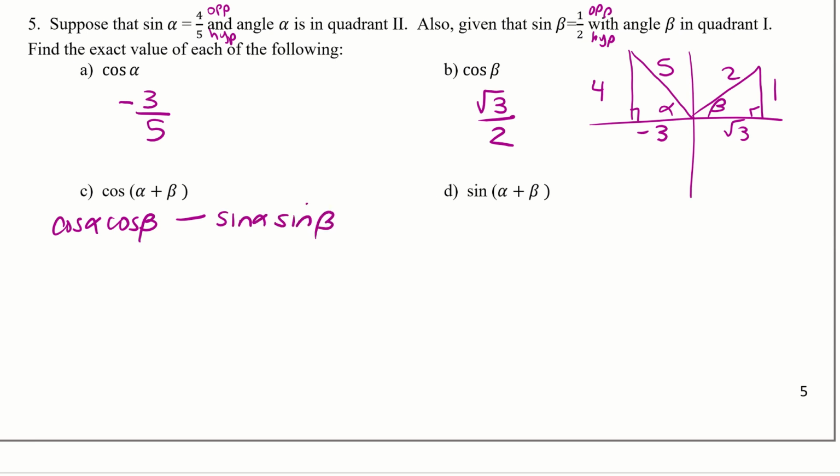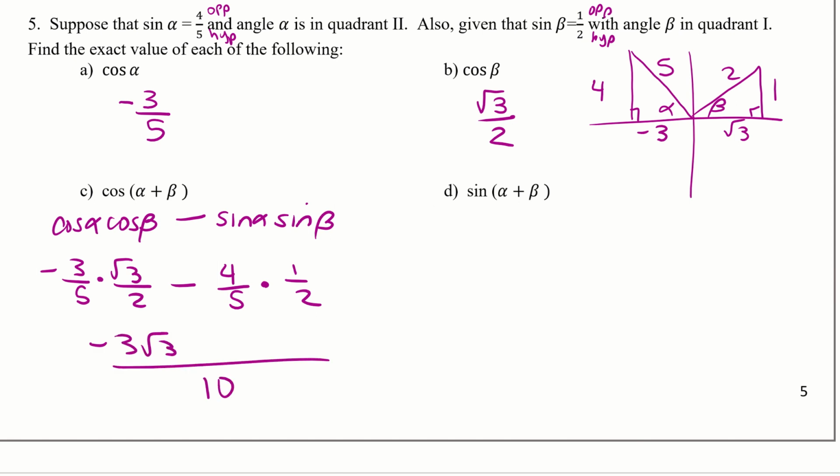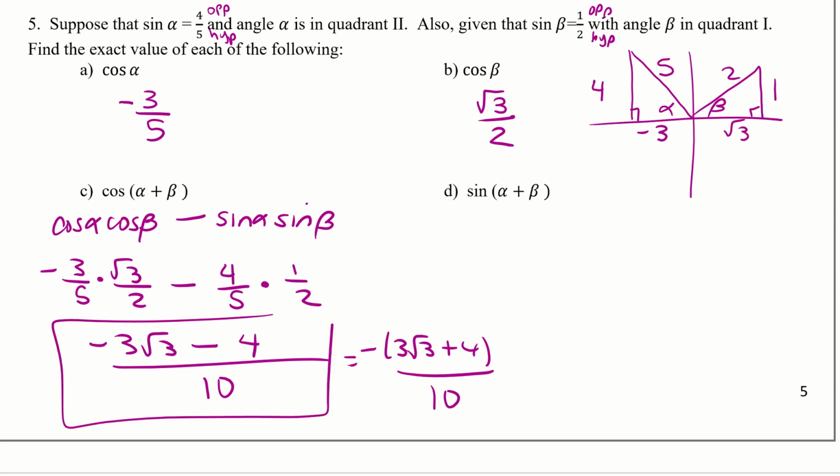So cosine of alpha we said was negative 3/5. Cosine of beta was root 3 over 2. The sine of alpha was given to us as 4/5. We could also use the triangle. And the sine of beta was given to us as 1/2. So I have negative 3 root 3 over 10. Now these will all be over 10, so I'll just go and write it like that. Minus 4 over 10. We could factor out the negative if we wanted to. It's not required, but this is an alternative way that that answer could be shown. Both are great.